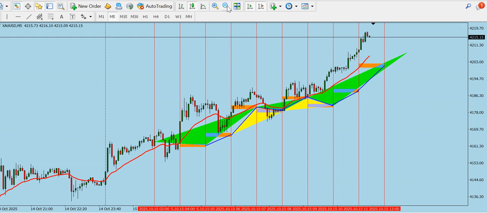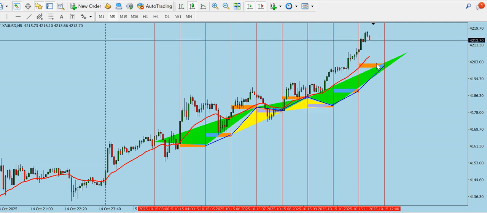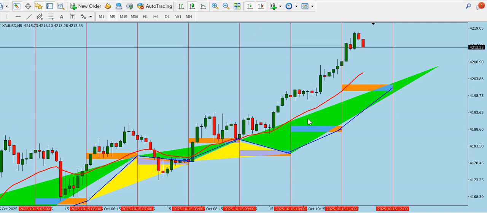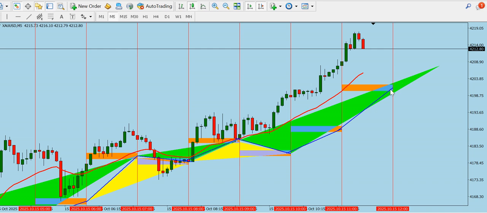Now this green or lime colored triangle indicates price is likely to continue upwards. The yellow colored triangle indicates price is likely to drop. Green, price likely to continue upward, yellow, price likely to drop, and the last that we have is the green or the lime color, which indicates price likely to continue upwards.